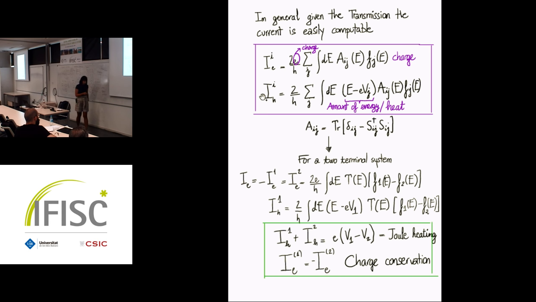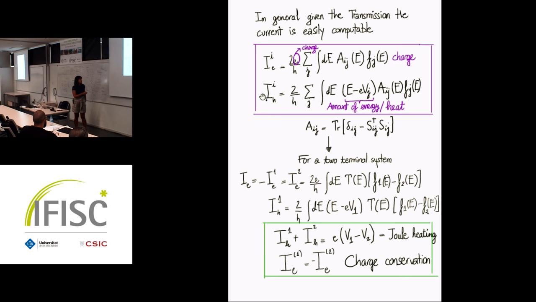Okay, in a very simple picture, as David has explained in his lectures, you can easily write down the expression for the electrical and the heat flows in terms of the scattering matrix, which is given by this S here. In a particular system where you have two terminals, the electrical current is just given by the transmission through the nanostructure times the Fermi function difference between the two terminals. And for the heat, you have the same expression, but now instead of transporting the charge, you transport the amount of energy or heat, and this integral contains a new factor with respect to the charge current, that is E minus the charge of the electron times the potential at which you are measuring the heat flow.